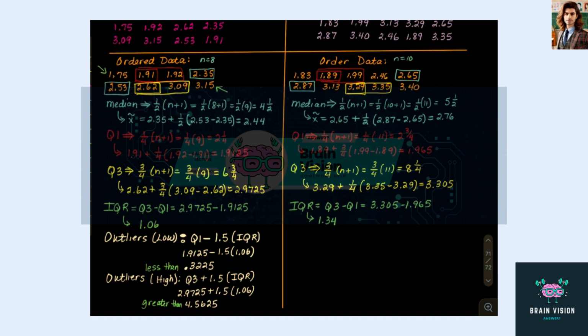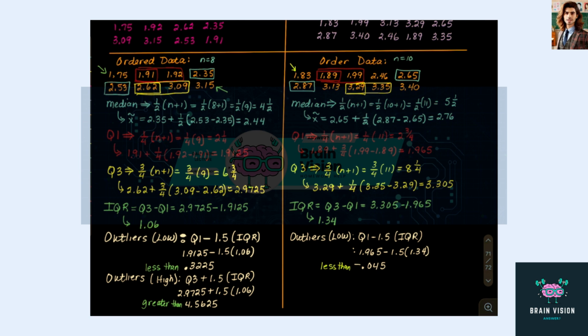Let's look for outliers of the second formulation. So we have outliers on the low end. Again, we're doing Q1 minus 1.5 times IQR. So that's going to be 1.965 minus 1.5 times our IQR of 1.34. And in doing so, you will get negative 0.045. And that means anything less than that would be an outlier. And as you can see, we have no pieces of data less than that.